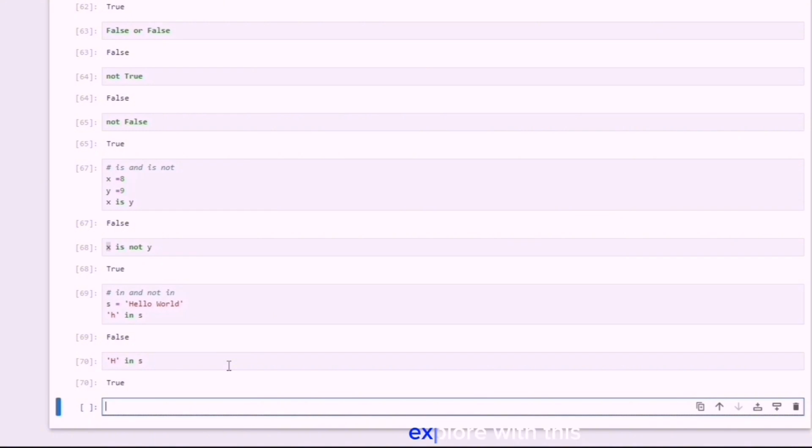So explore with this. I don't want this video to be too long with examples, so you already know what this concept is about. I want you to explore with it and find different ways you can manipulate this variable.